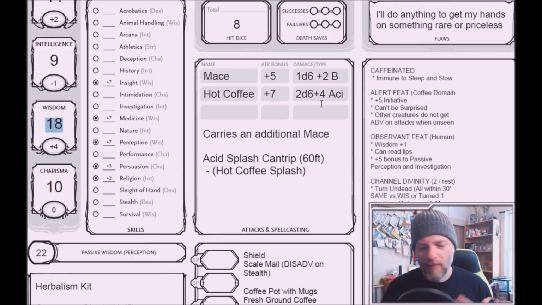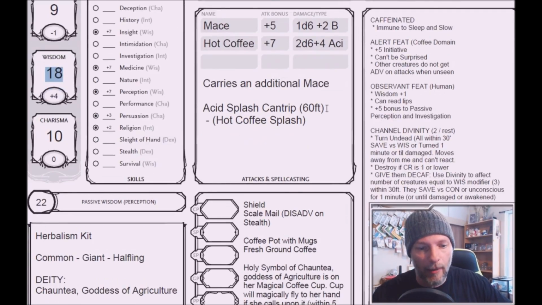So this is a little bit out there, but it's going to be super fun anyway. And just whip this coffee at people, and it's going to be burning hot, and it will cause acid damage. And at 8th level, we get a +7 to that, and we get 2d6 plus 4 acid damage.